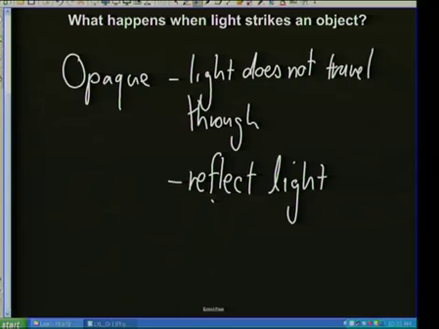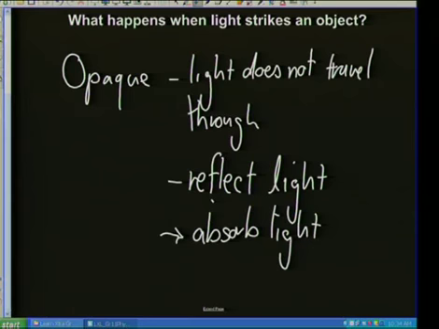Okay, so let's just make this very clear. We recognize opaque objects do two things. They reflect light and they absorb light. Without going into too much detail, we recognize that different colors will reflect different amounts of light. A white object will reflect all the colors of light that are shone onto it, because we know that light from the sun is a mixture of colors from red through to violet.